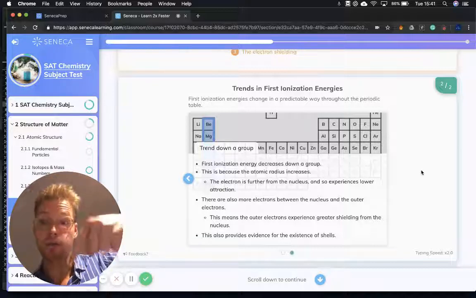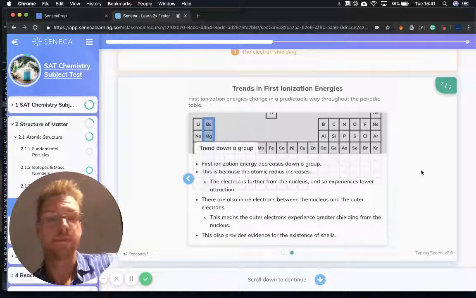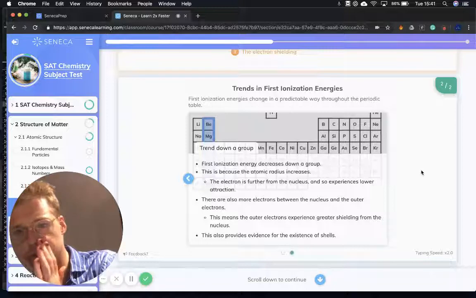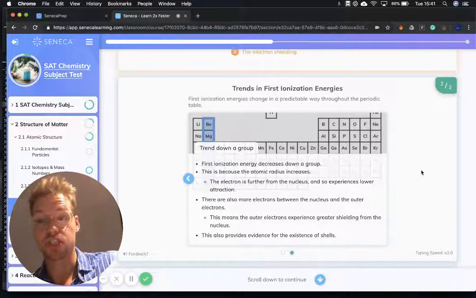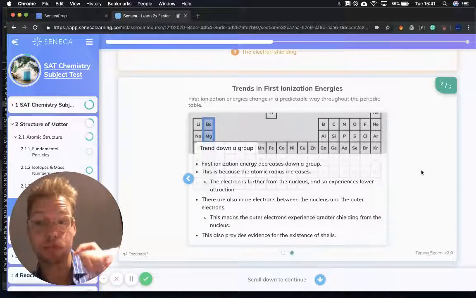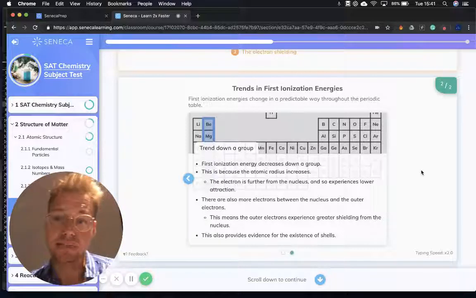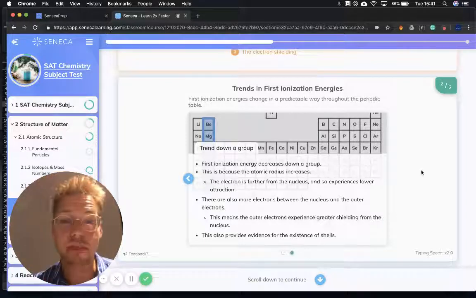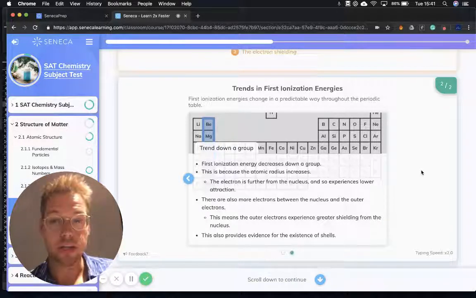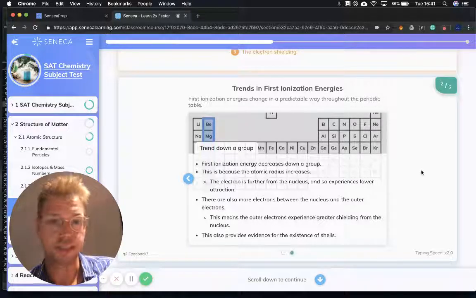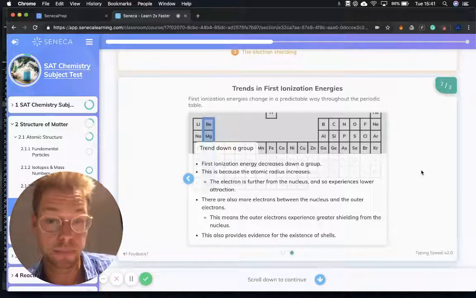As you go down a group, electrons are added to a new shell, right? So if we go from beryllium to magnesium, look at the periodic table if you need, electrons get added to the next shell or the next principal quantum number. That is important because we're going to have extra shielding from those shells. So in summary, the first ionization energy decreases down a group because the electron is further from the nucleus, so there's less attraction, and there's greater shielding because there's more electrons.